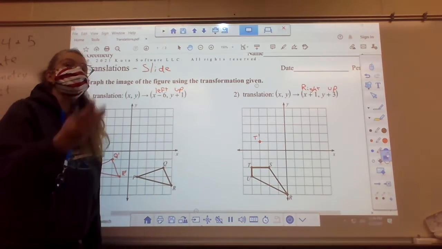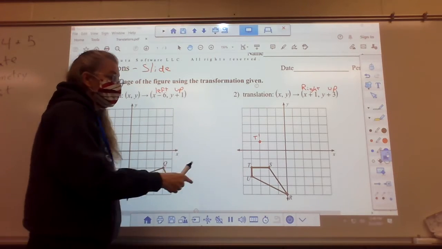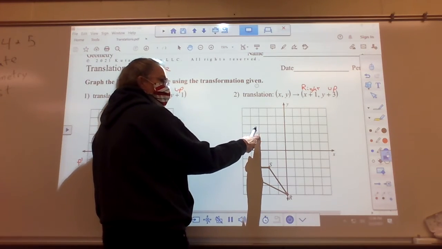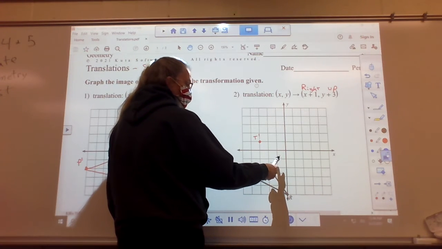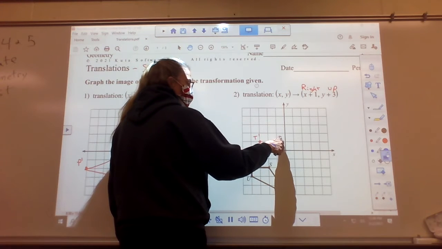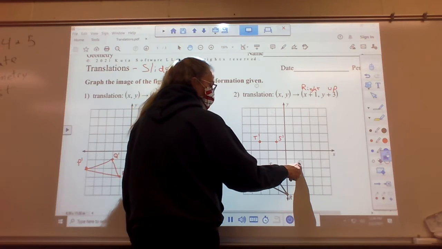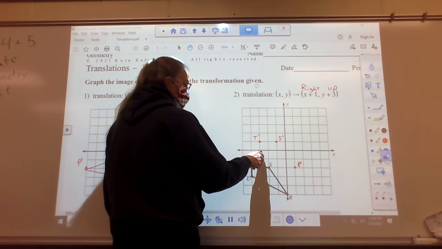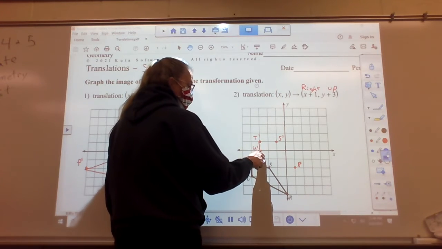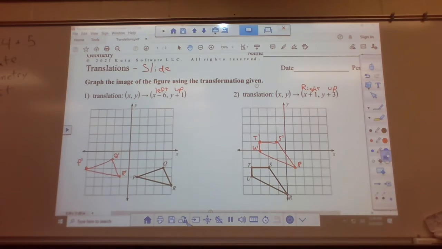If I had to do something else, I'd put 2 little marks. If they asked me to do something else again, it'd be 3 little marks. Whatever mark that is tells me what number in the sequence it was. So S, right 1, up 3. There's my new S. Right 1, up 3. There's my new R. Right 1, up 3. There's my new U. I reconnect it. The two shapes look the same. If they don't look the same, double check to make sure you didn't count something wrong.